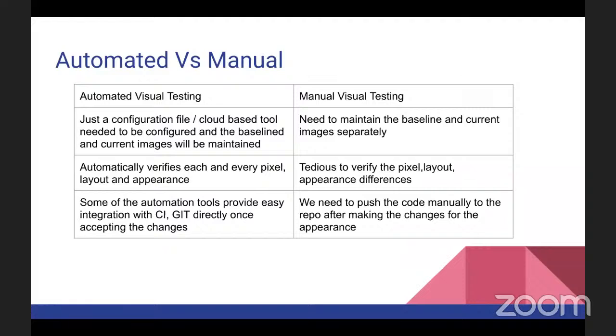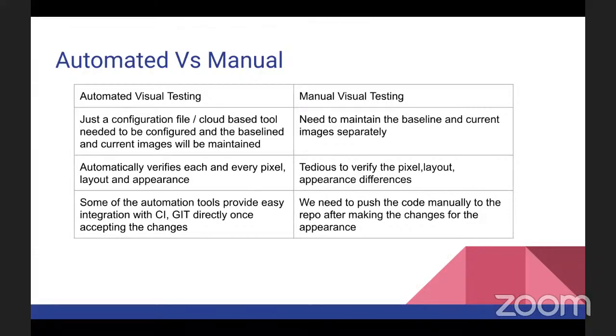This slide shows some basic differences, the main difference between automated visual and manual visual testing. When it comes to manual, we need to maintain the screenshots separately for each and every component. Like if I'm having a login page, I need to maintain the current build, previous build and new build. Like that I need to maintain. But when it comes to automation, mostly it will be a configuration file or a cloud-based tool. So now we are going to see the demo in a cloud-based tool.